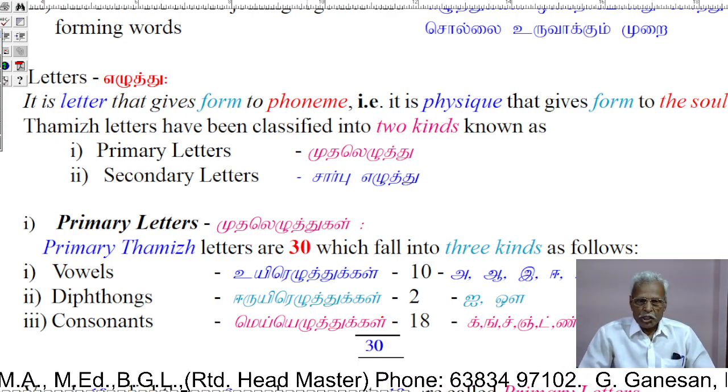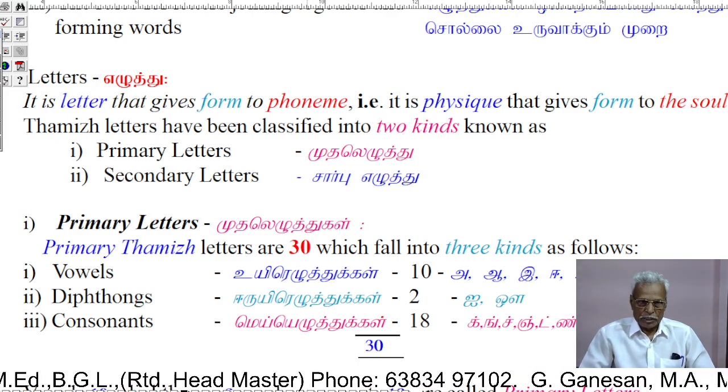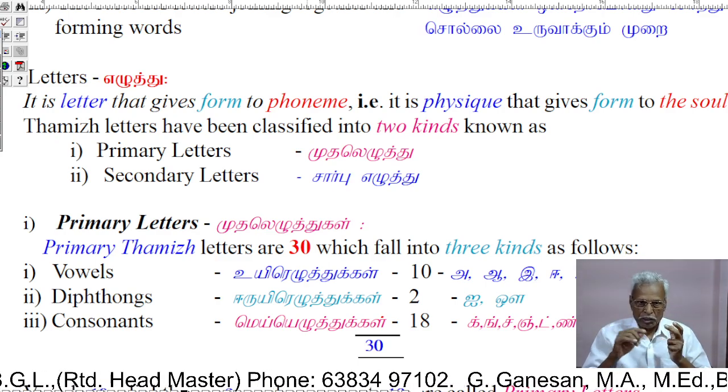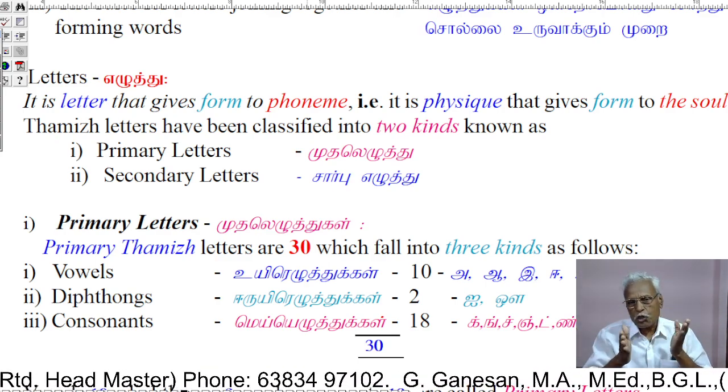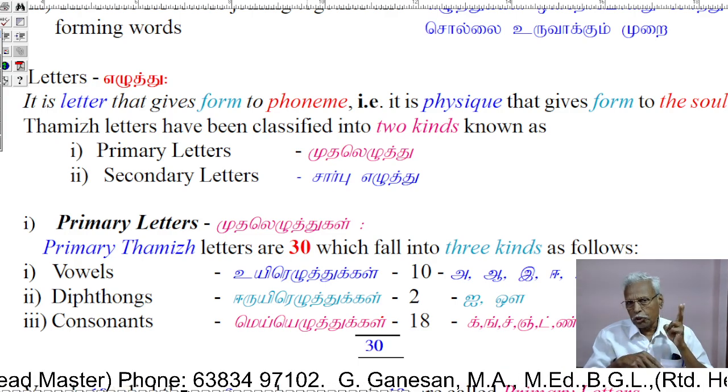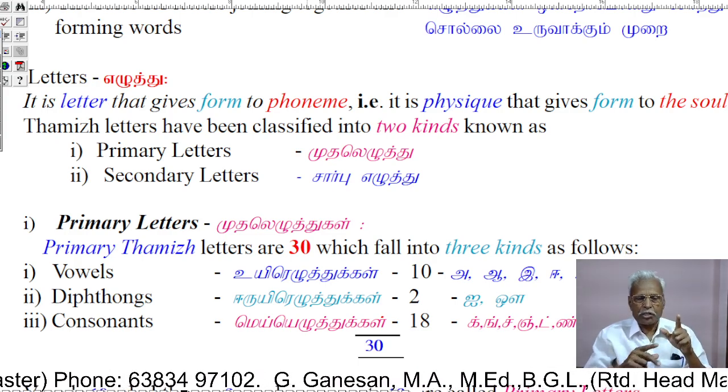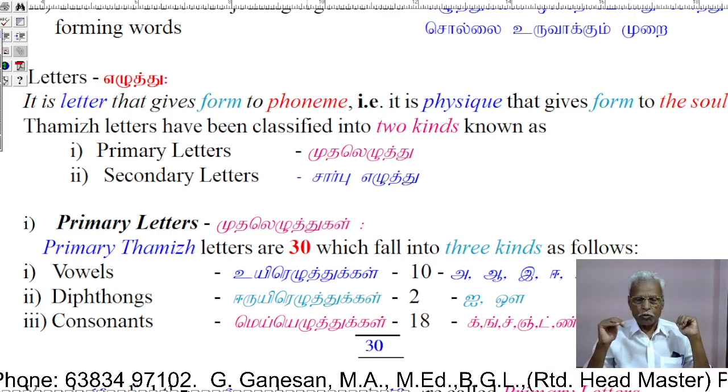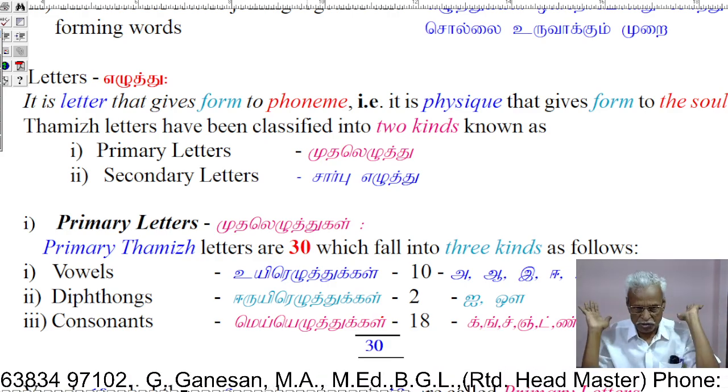Okay, Tamil letters have been classified into two kinds known as primary letters, முதல் எழுத்துக்கள், and secondary letters. So the Tamil letters have been divided into two kinds. One is primary letters, that is the basic letters. The second one is the secondary letters, that is supporting letters.